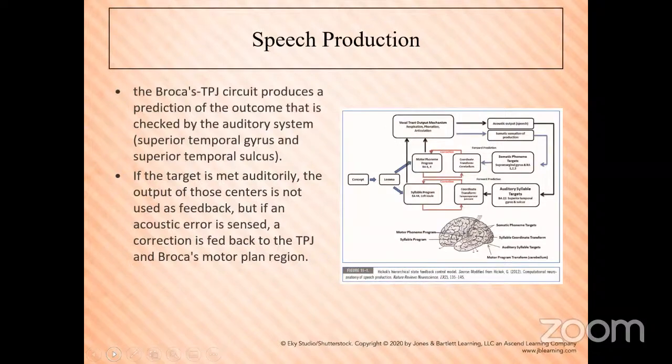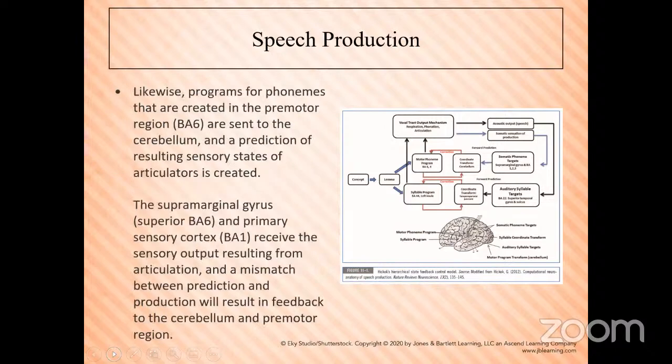So the target is met auditorily. The output of those centers are what we mentioned, the TPJ and the cerebellum. The centers are not used as feedback, but if an acoustic error is sensed, a correction is fed back to the TPJ and Broca's motor plane region. This is our learning process.